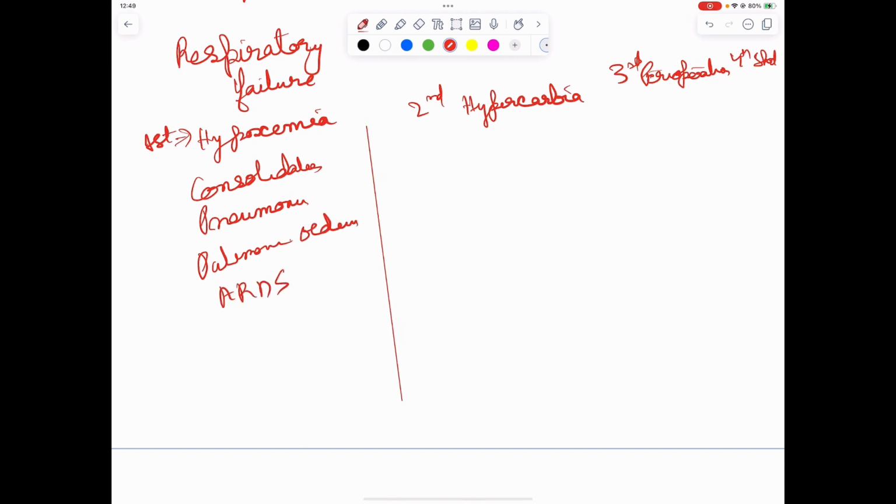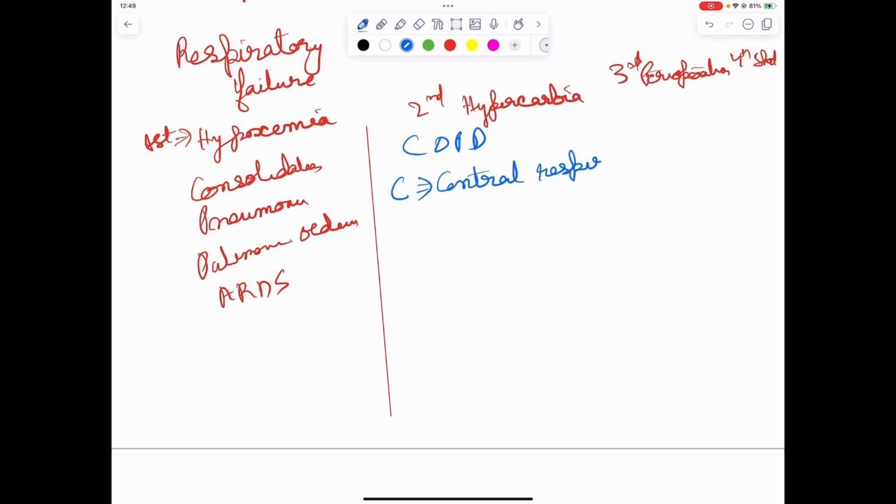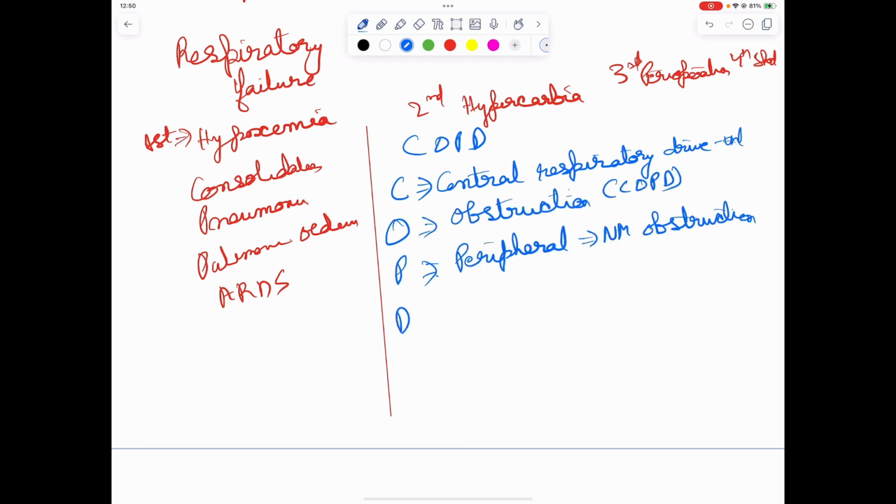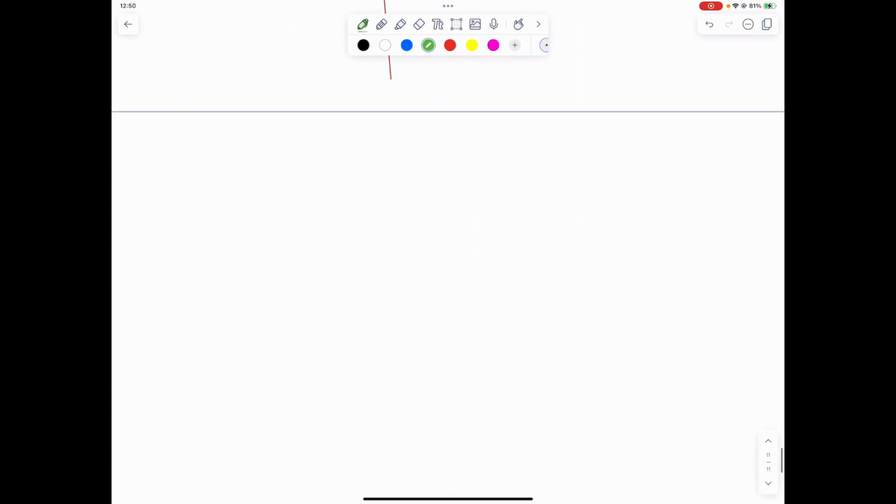Now what will happen in hypercapnia? You can remember it by the mnemonic COPD, where C is for central respiratory drive is absent. O is for obstruction, that is COPD. Now type 3 is perioperative and type 4 is shock with hypoperfusion.